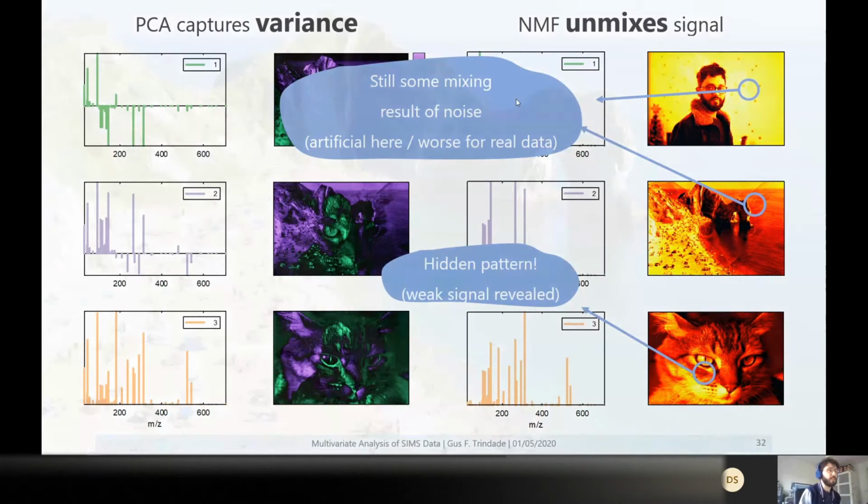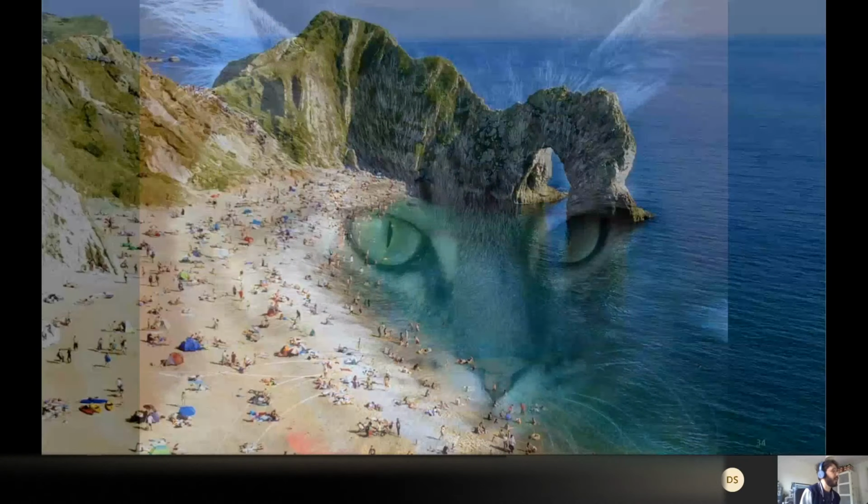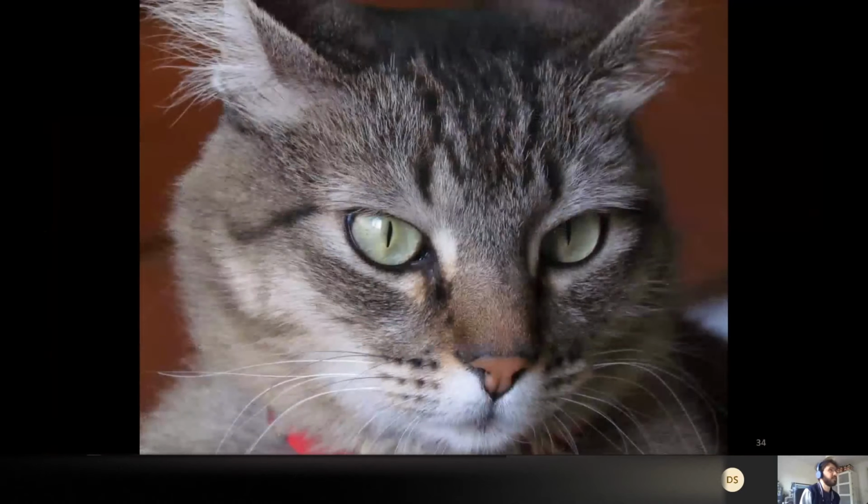So these are the original images. I thought it was worth showing this photograph I took at the door, especially at this time, because we can't go out. And also the cat, gorgeous cat.